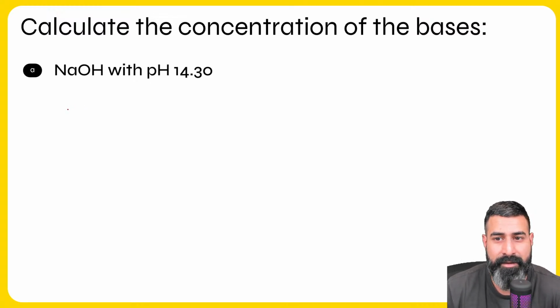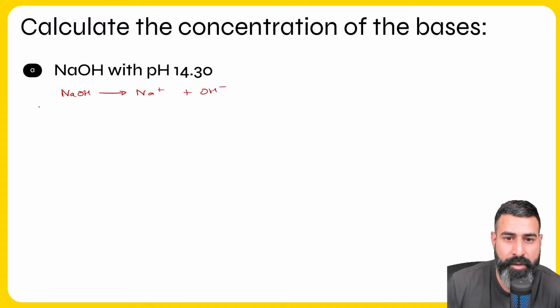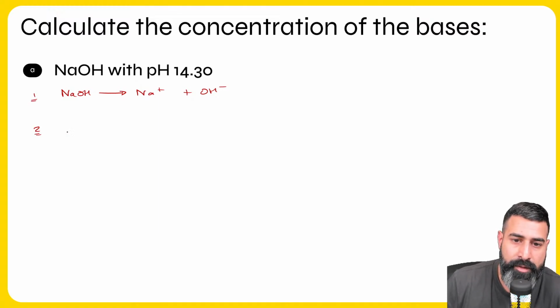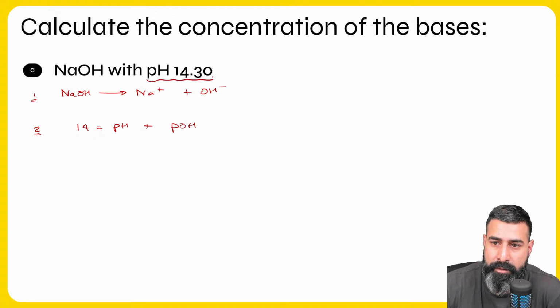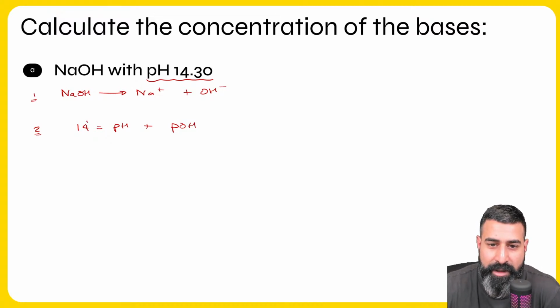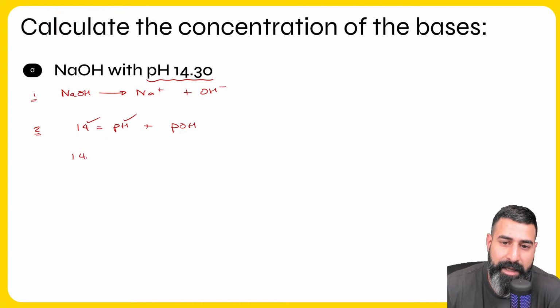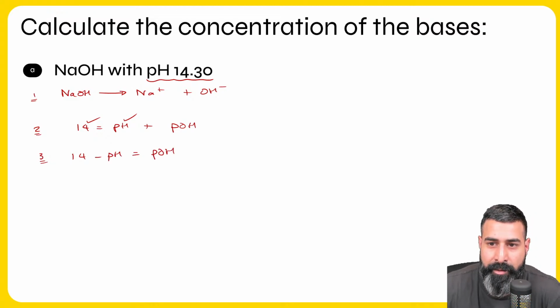Okay, all right, let's have a look. Before we even start, let's do NaOH goes to Na plus OH minus. So we know it's 1-to-1, so that's all good. All right, let's use 14 is equal to pH plus pOH. Well, what do we know straight from the question? What's given to us? We're given the pH, right? So 14 take away the pH equals pOH. Is everyone with me so far?